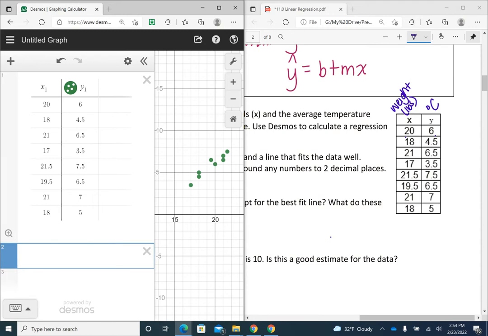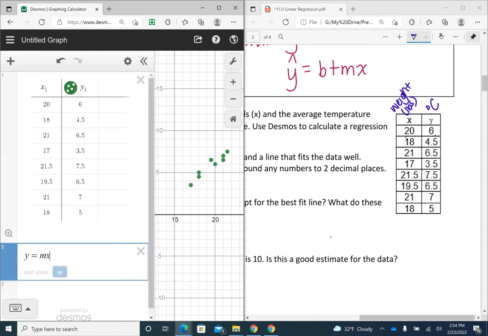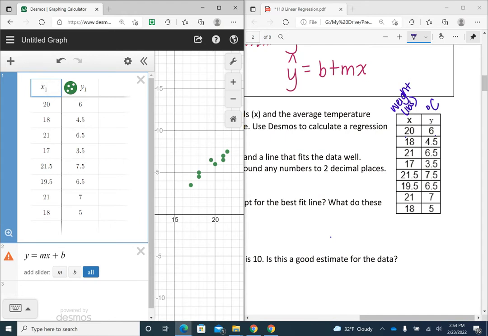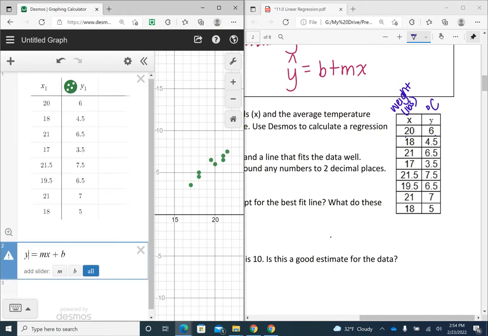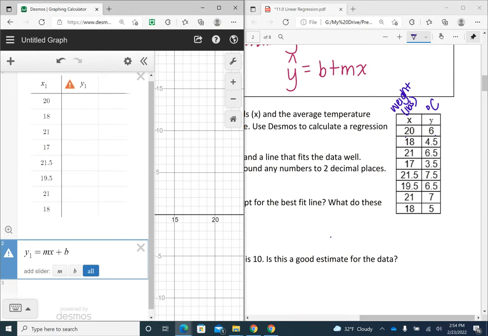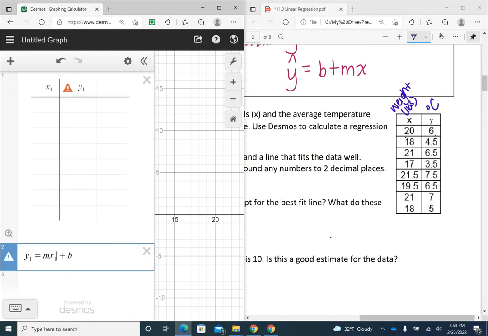I need a second line. If you type in y equals mx plus b, you're really close. Problem is I want to use the data from x1. So instead of y, I'm going to have y1. Just type a 1, and that 1 pops up automatically. And for mx, I'm going to type an x1 to use the table. I'm going to pause the video to make that all come right back.